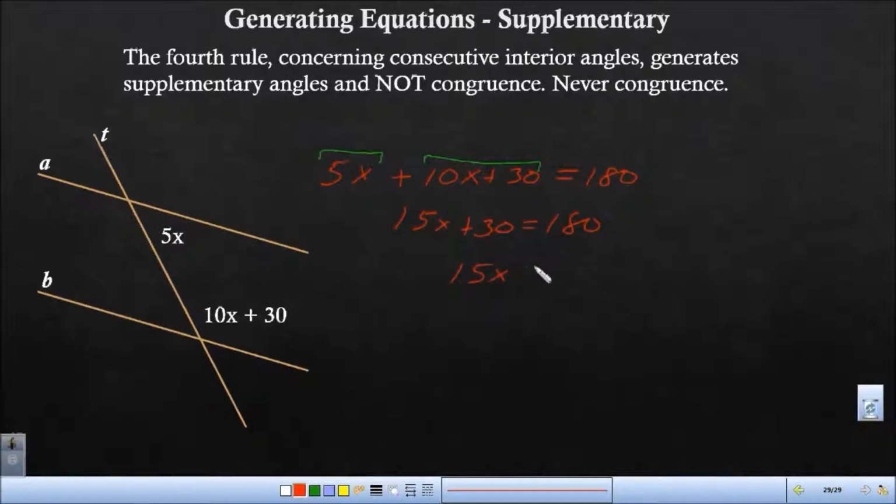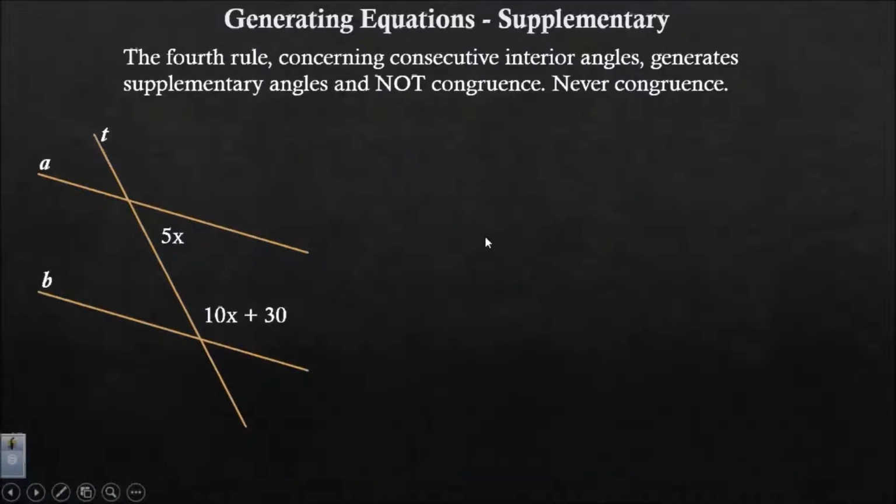15x is equal to 150, which means x is equal to 10, and this one actually makes a little more sense. 5 times 10 is 50, 10 times 10 is 100, plus 30 is 130, 50 plus 130 is 180. Okay, so this picture makes sense, or at least more sense than the last one did. Alright, so there you go. That's the end of this particular first lesson, and that should get you through practice sets 1, 2, and 3 of the 5-2 lesson document.